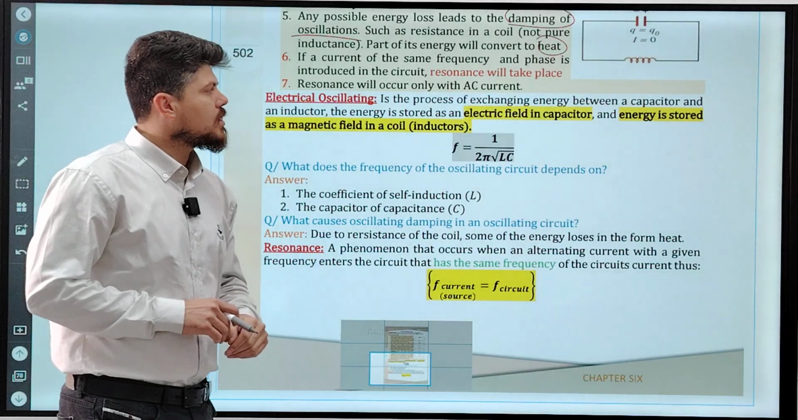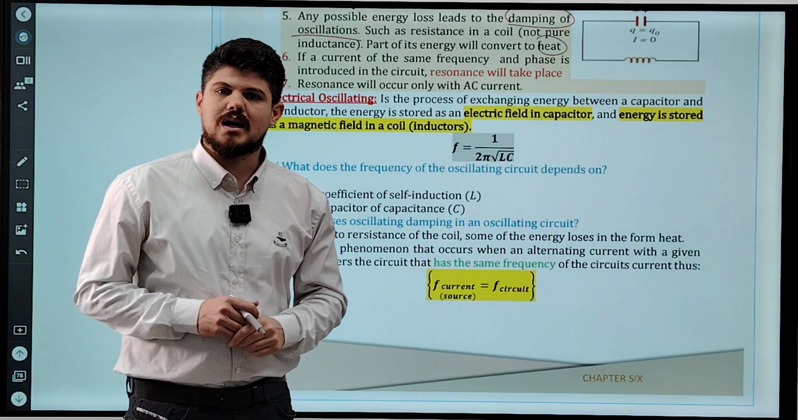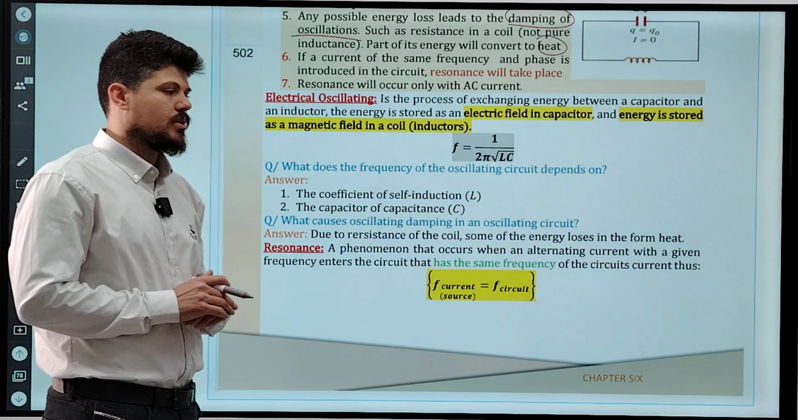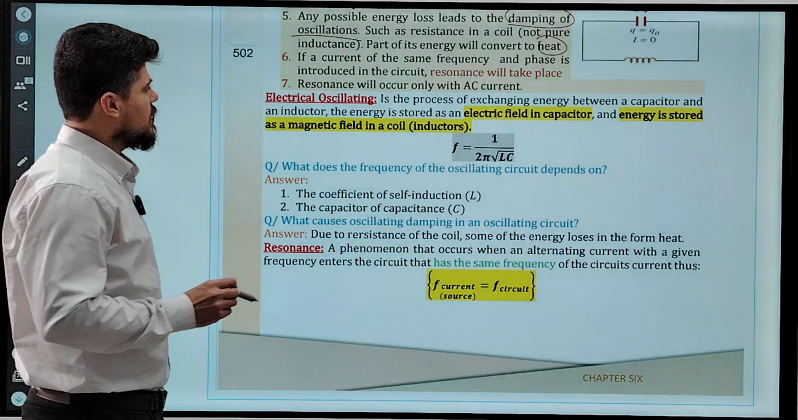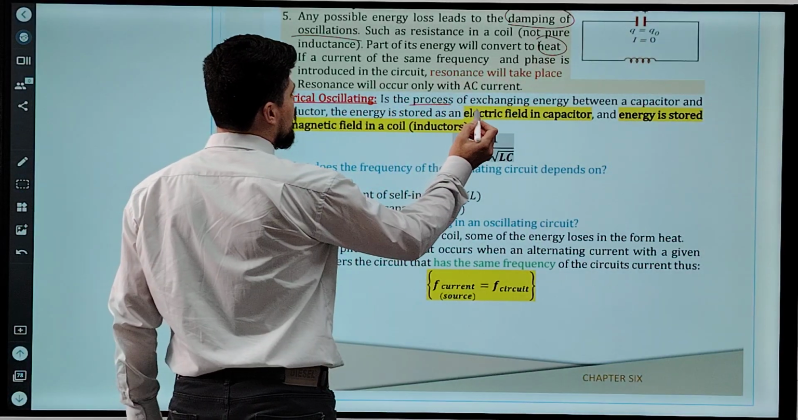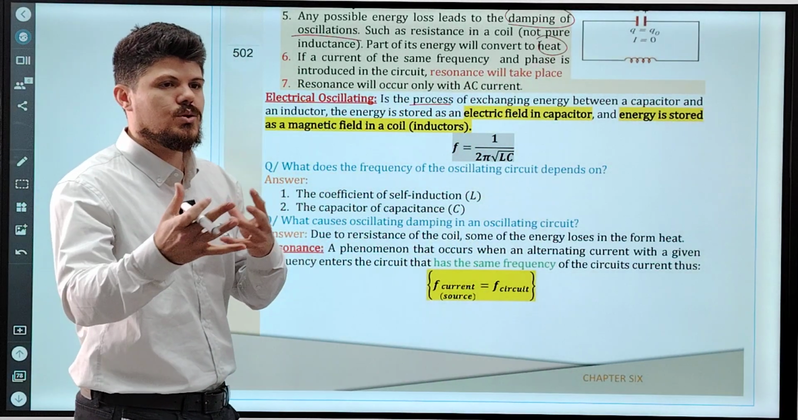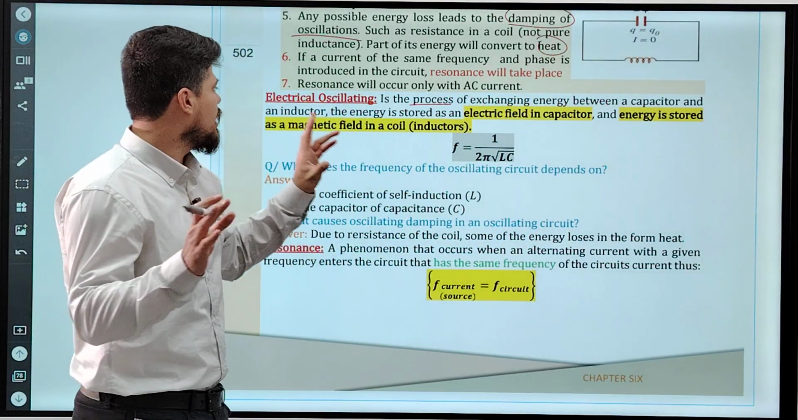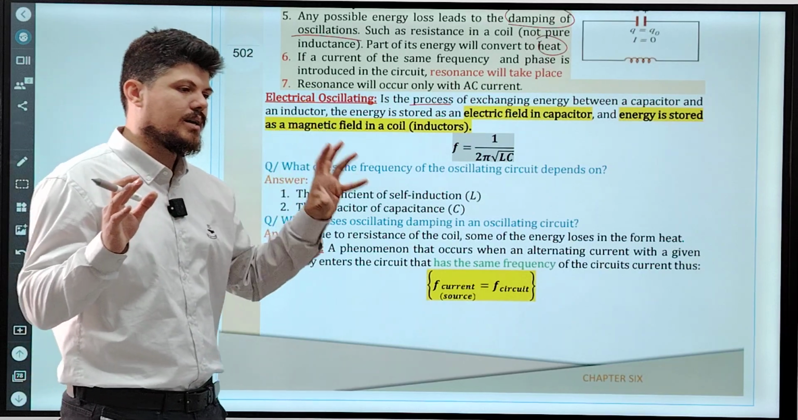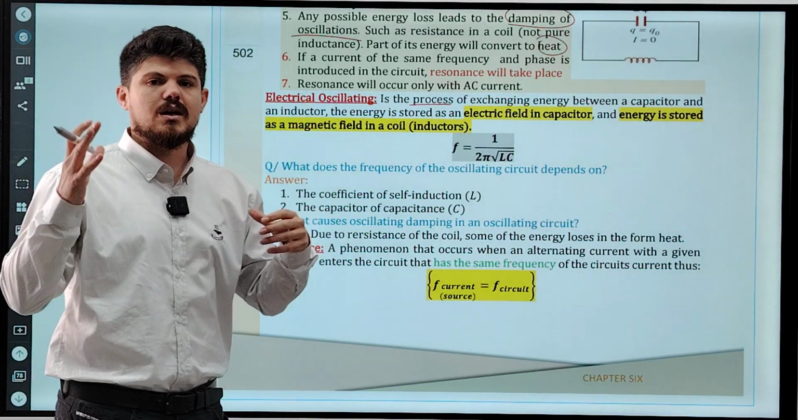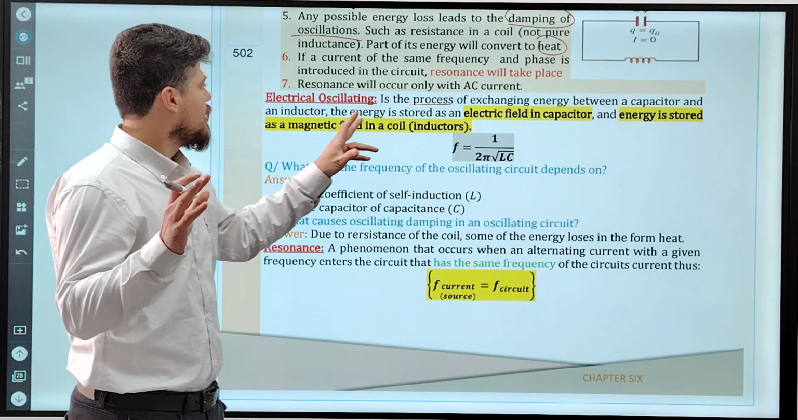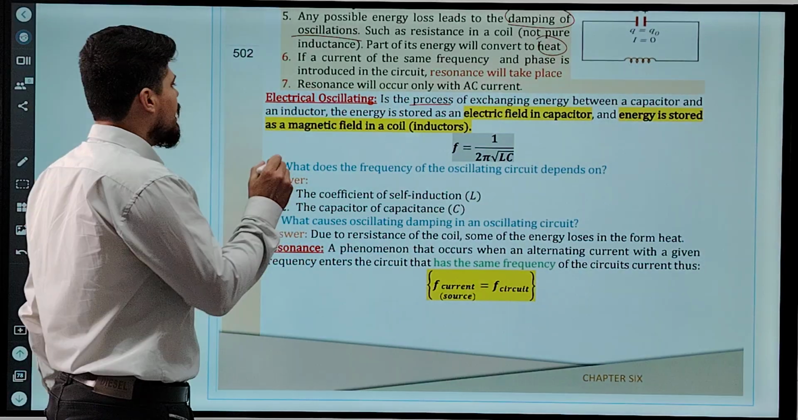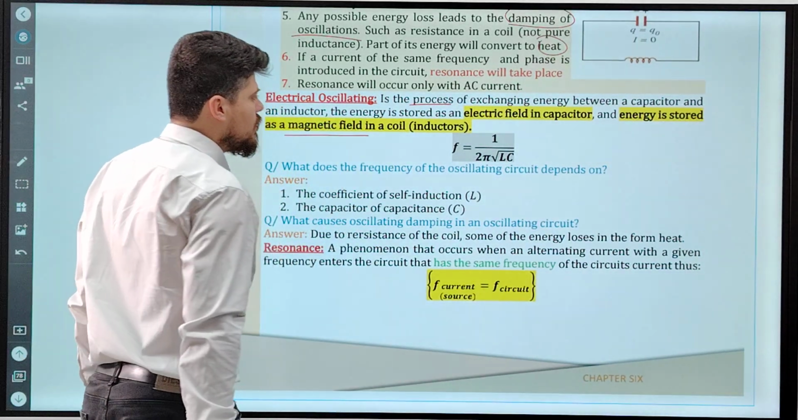Why will the resonance not occur with a DC source? Because DC has no frequency. That is why we cannot achieve the resonance. Electric oscillating is the process of what? Exchange of energy between the capacitor and the inductor. In the capacitor it is stored as an electric field, and in the inductor as a magnetic field.